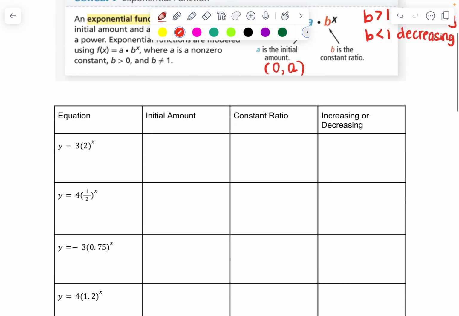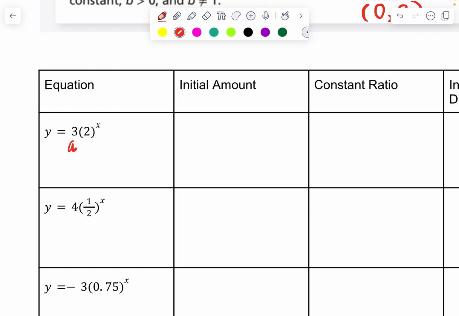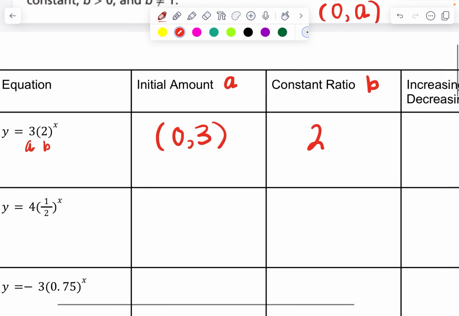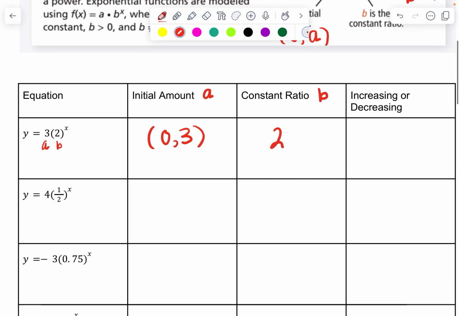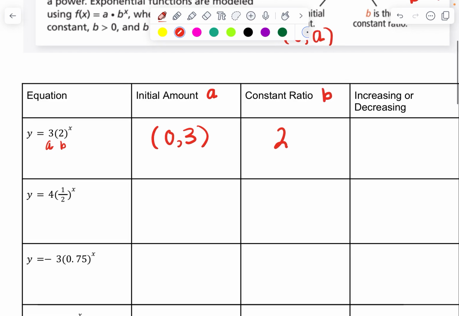increasing or decreasing. So if we look here, a is 3, b is 2. The initial amount, again, is a. So my initial amount here is 3, but I'm going to write it like a point, (0, 3). The constant ratio is b. So my constant ratio is 2. And increasing or decreasing, to do that, we look at our b. Our b is 2, and since 2 is bigger than 1, it is increasing.